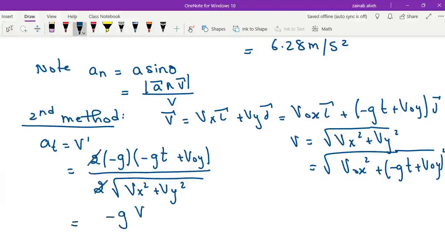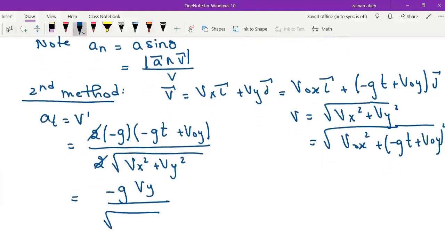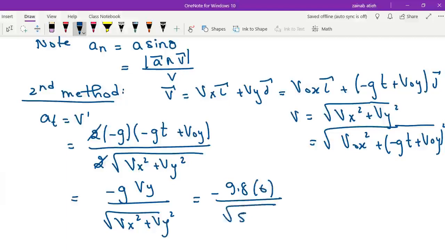هيدي هي عبارة عن Vy over radical Vx squared plus Vy squared. حيطلع معي minus 9.8 times Vy كانت معي 6 over radical 5 squared plus 6 squared. I will get minus 7.52 meters per second squared. اوكي. هذه السكند ميثود. هلا صار معي ال AT صار فيني ال AN. بلاقي ال AN باستعمال AN equals radical A squared minus AT squared.